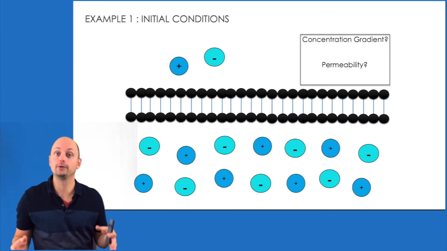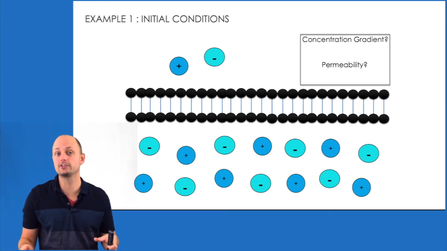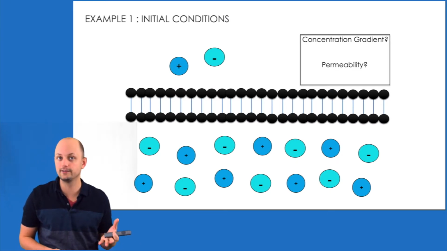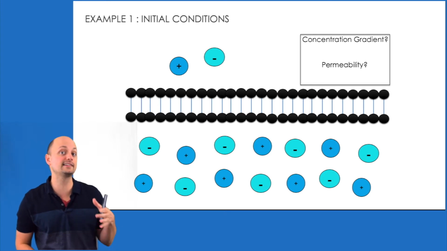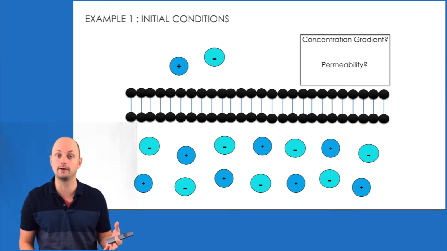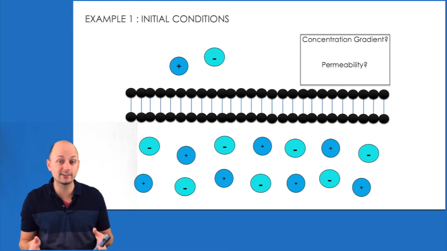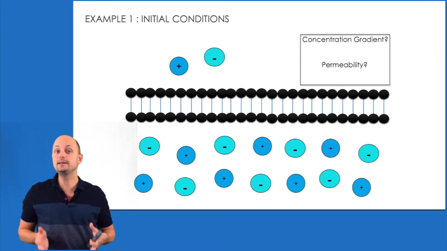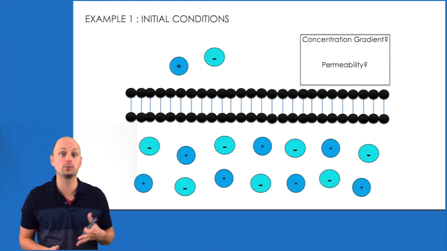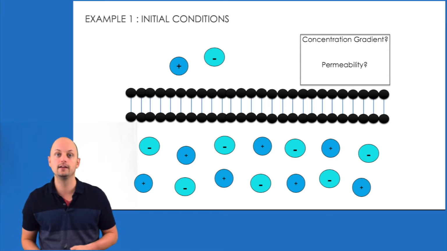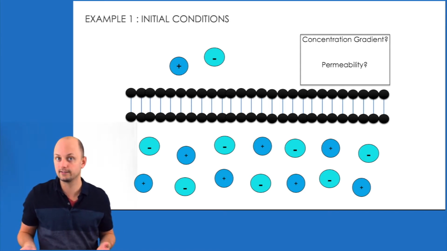Okay, so hopefully you didn't cheat. So in this case, we actually do have a concentration gradient because we have 1 positive charge outside the cell and we have 7 positive charges inside the cell. So there's a gradient of 6 for positive charges. The same is true for the negative charges. There's 1 outside and 7 inside. So this gives us a gradient of 6.